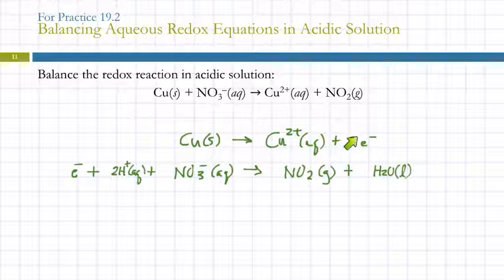I need to make the number of electrons that appear the same. So up here I've got 2 electrons as a product. I need 2 electrons as a reactant down there. So I need to multiply everything here by a 2. So this becomes 4 hydrogen ions and 2 nitrate ions and 2 nitrogen dioxide molecules and 2 water molecules.